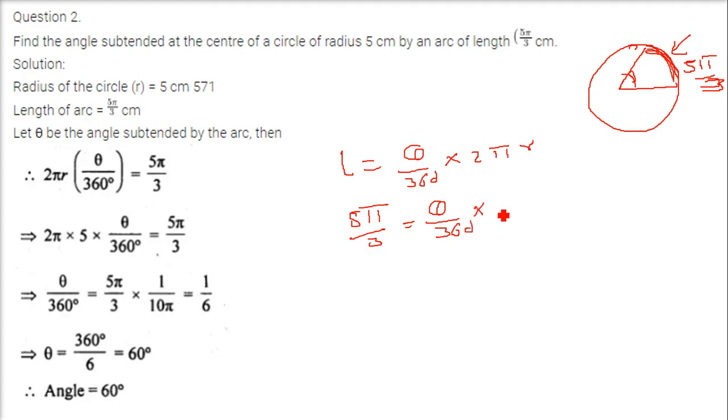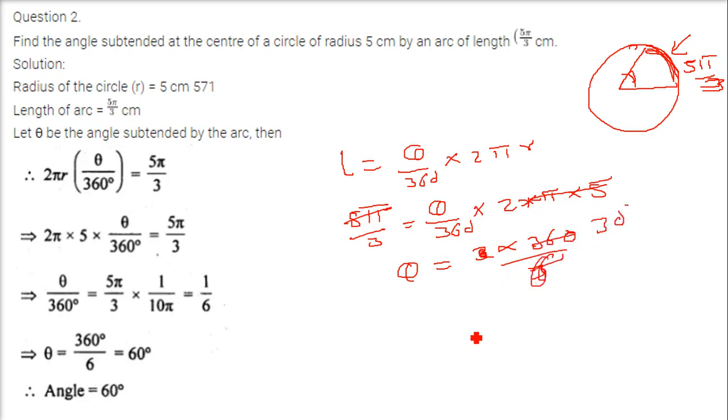And theta is not known, by 360 into 2 into pi into r. R is 5. This 5 pi goes, and this theta will be equal to 3 into 360, and this 5 pi by 3, and we have 2 pi r we have already used, and then we have this 360, pi goes, and 3 into 360 by 3 into 2. So this is 6. So this becomes 30 degrees. So theta is 30 degrees here.